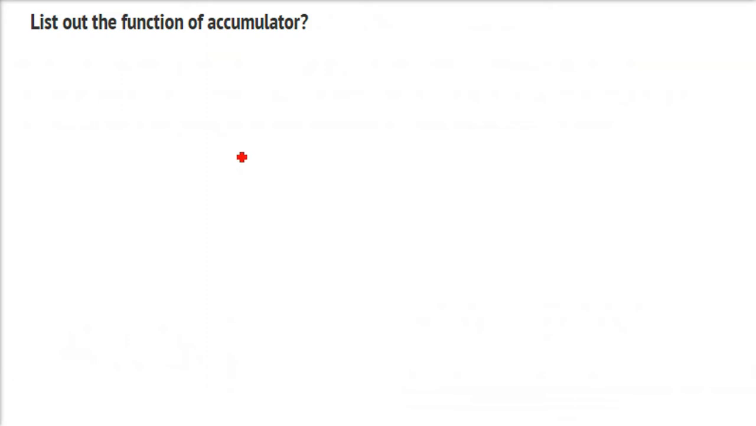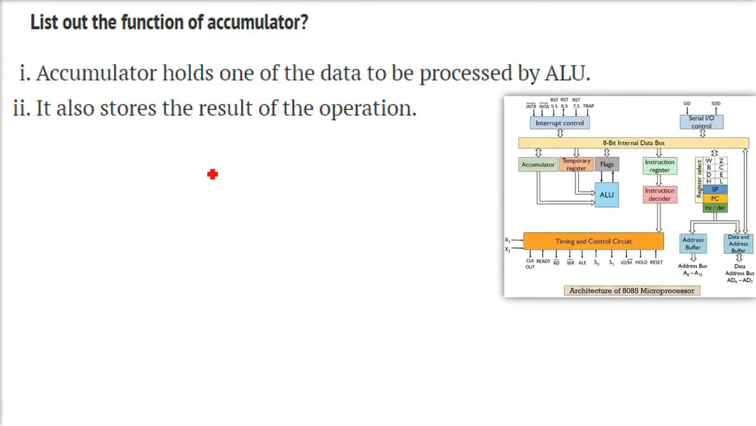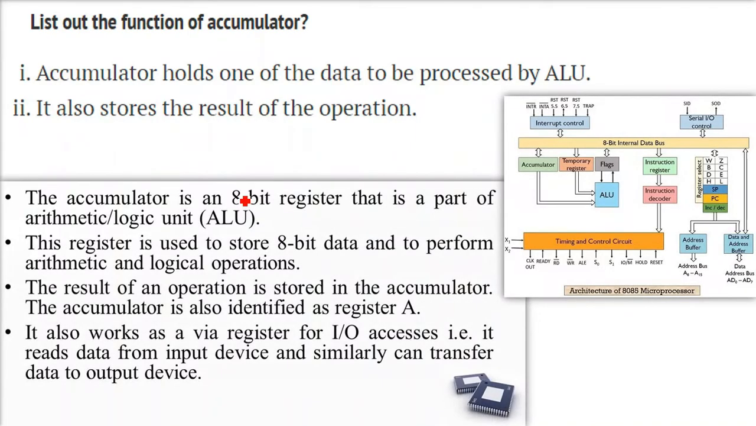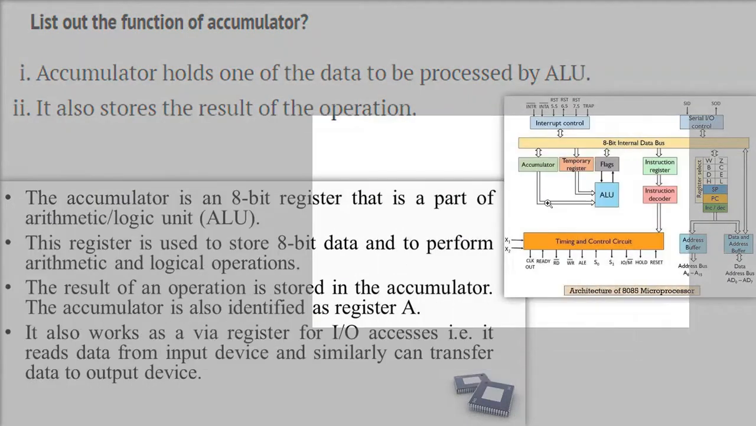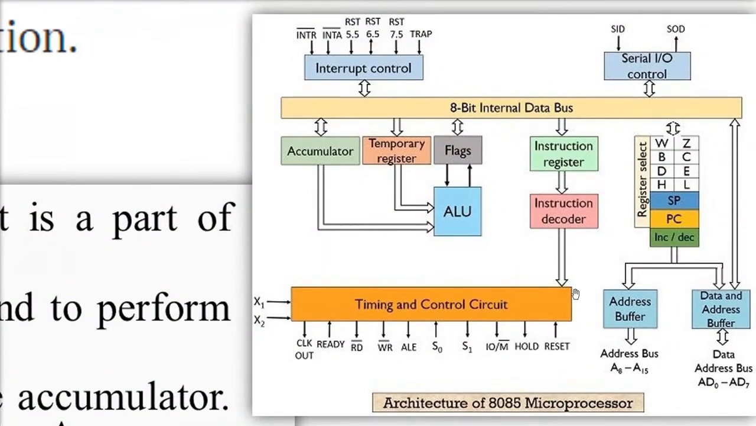List out the functions of the accumulator. Before I tell you about the accumulator, let's see the architecture of the 8085 microprocessor, where the accumulator actually lies. We will talk about registers like BC, DE, HL, the stack pointer and the program counter, etc. But here we have the accumulator.